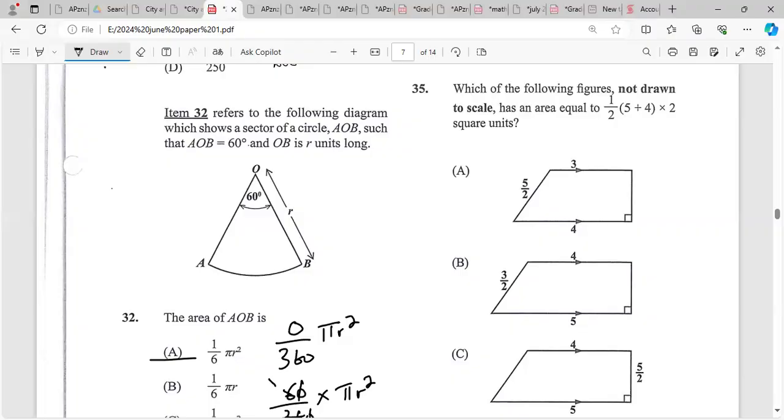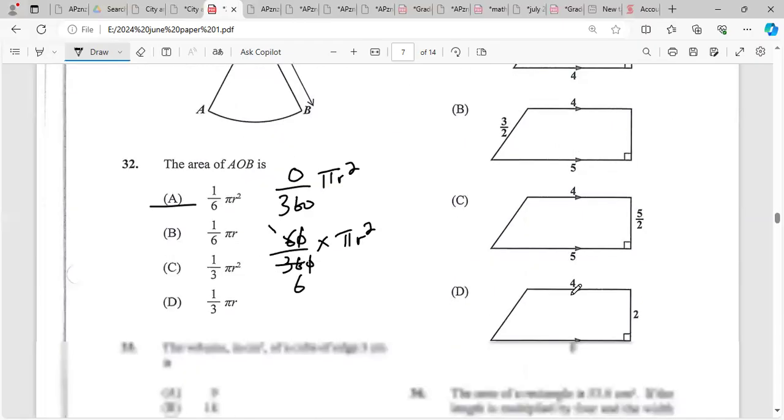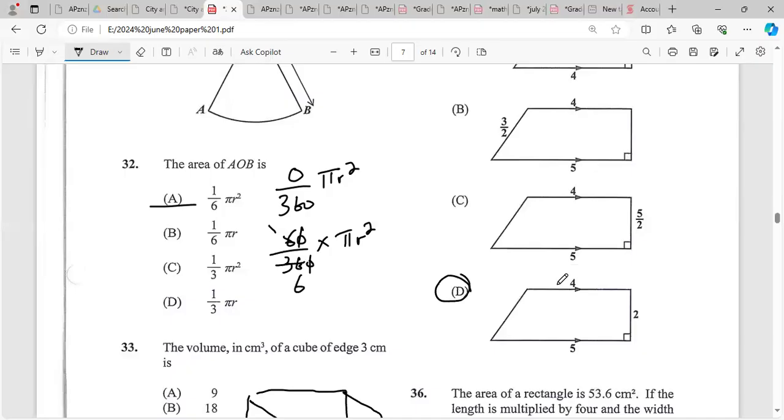We try the following figure, drawn to scale, with an area equal to a half, 5 plus 4 times 2. So this is A and this is B, and the 4 and 5 would be the parallel sides, while this is the height. I think it's going to be D, because I'm not seeing it so far. So half of 4 plus 5 times 2, definitely D. So it's half times (A plus B) times the height, where this is A, this is B, and this is the height.